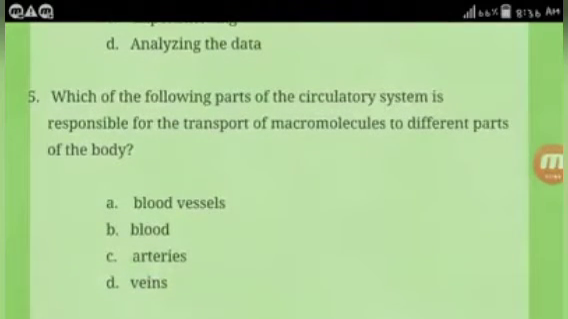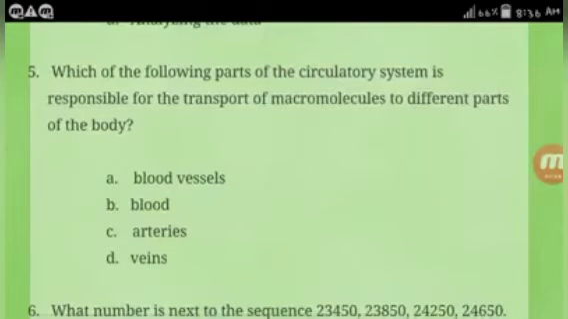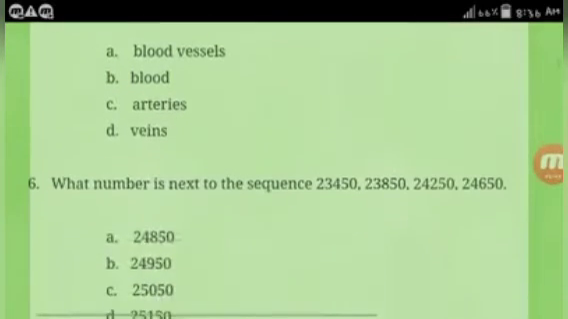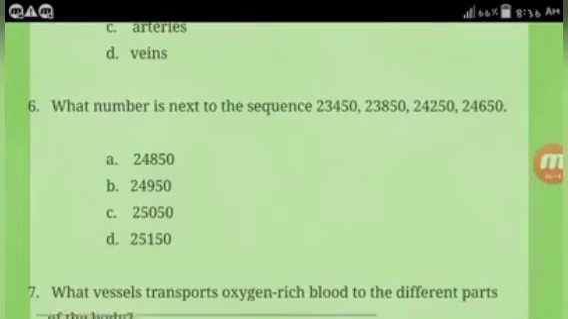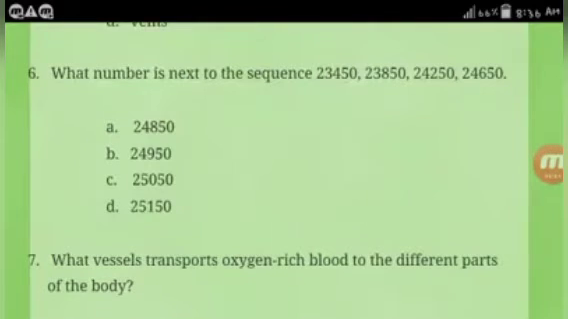Number 5, which of the following parts of the circulatory system is responsible for the transport of macromolecules to different parts of the body? Macromolecules here are lipids, proteins, and carbohydrates. So the answer here is letter B, which is blood. Blood transports all those stuff which I mentioned, plus oxygen. Next, number 6, what number is next to this given sequence? As you noticed, we just add 400 to each preceding term. So here, 24,650 plus 400, that will give you 25,050, which is letter C.